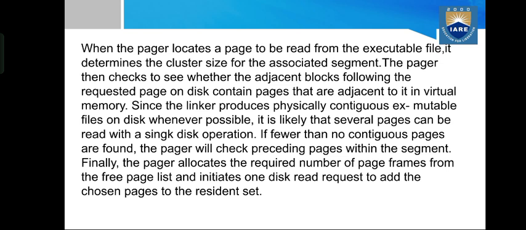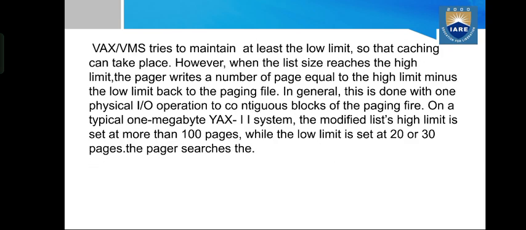Since the linker produces and preserves physically contiguous executable files on the disk wherever possible, it is likely that several pages can be read within a single disk operation, which takes fewer operations than if non-contiguous blocks were found. The pager will also check preceding pages in the segment. Finally, the pager allocates the required number of page frames from the free page list and initiates one disk read request to add the chosen pages to the resident set.